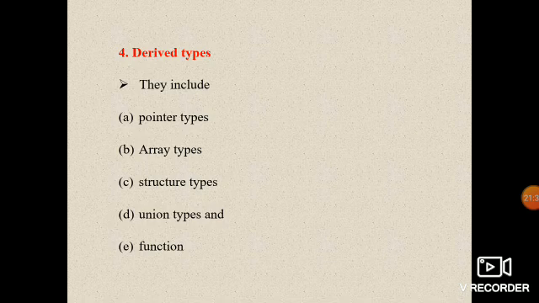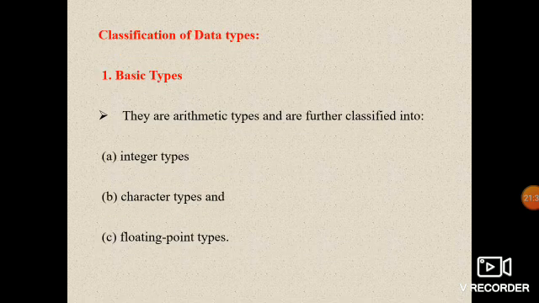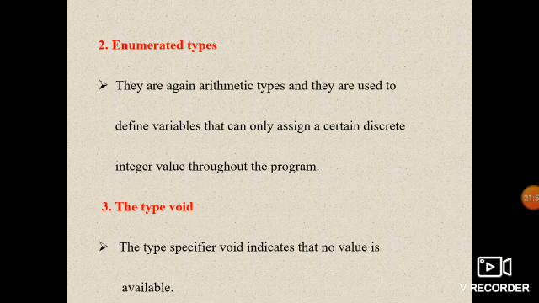So in basic data type, how many types will we be using? 3 arithmetic types we will be using, that is integer type, character type, and floating point type. And coming to the enumerated type, only when we need to use variables that can be assigned integer values throughout the program, at that time the enumerated types will be used.